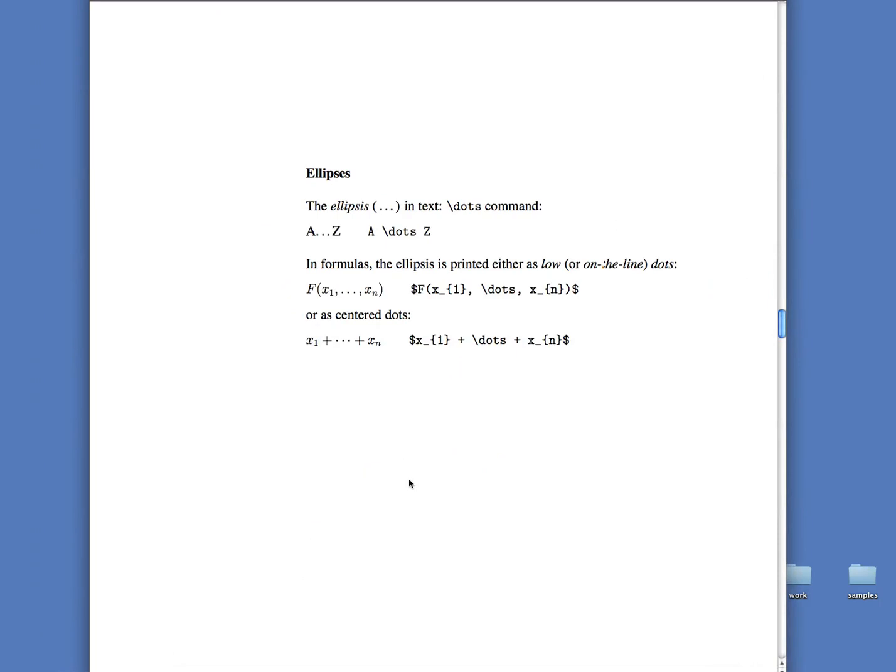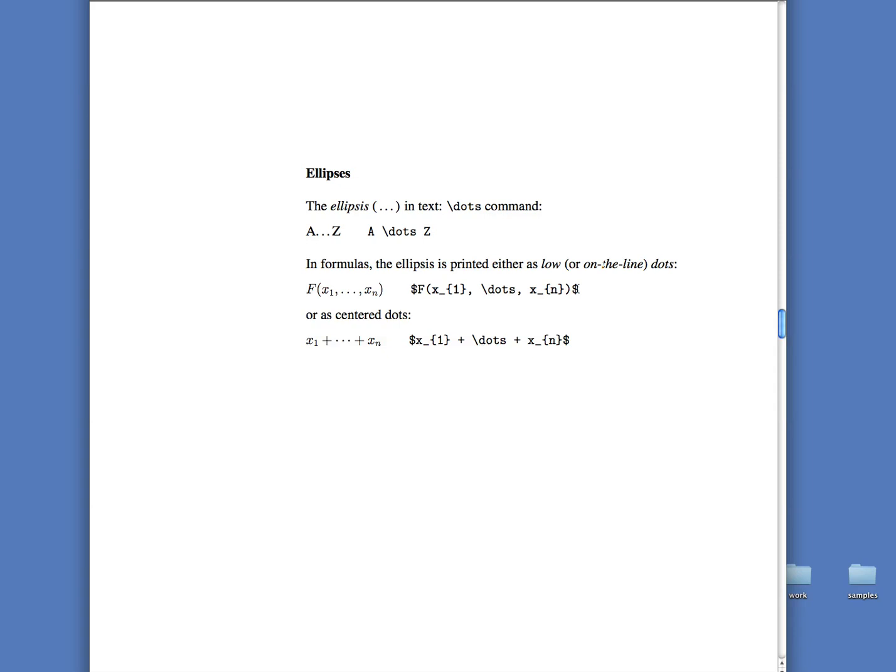Ellipses, that is 3 dots in text, is done with the dots command, and it will take care of the spacing between the dots. For heaven's sake, don't type dot dot dot. That will provide you with 3 dots but awful spacing.